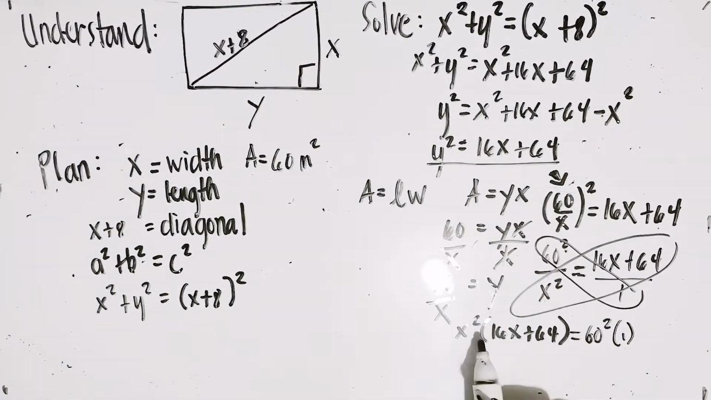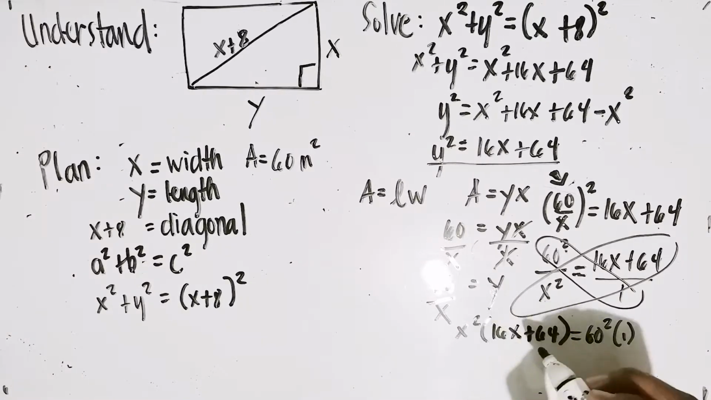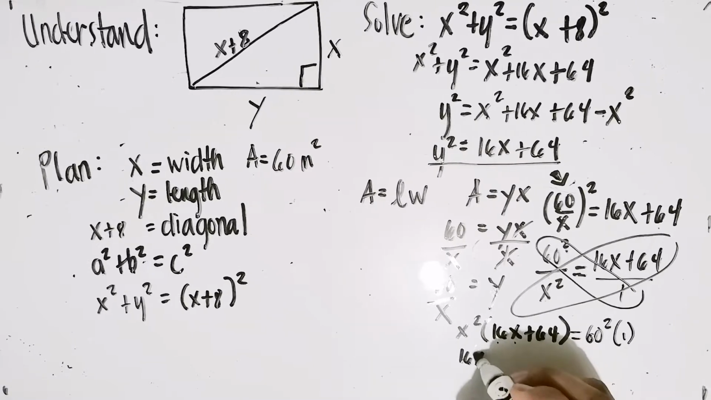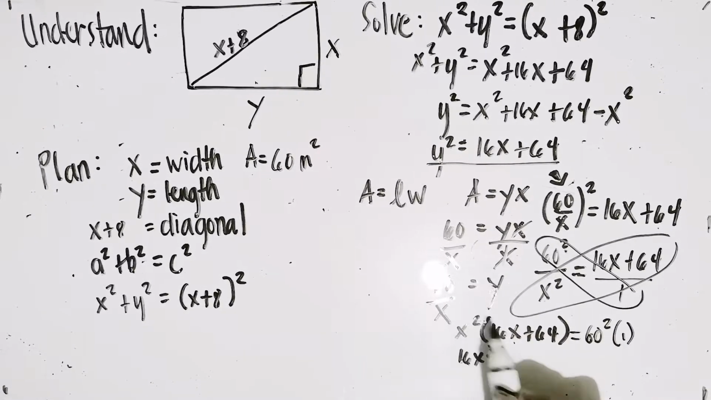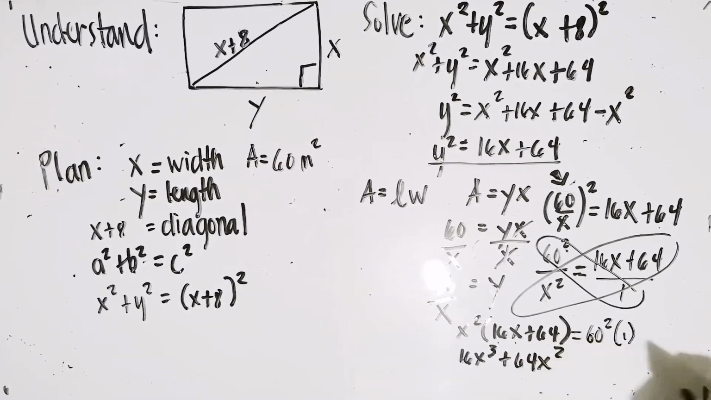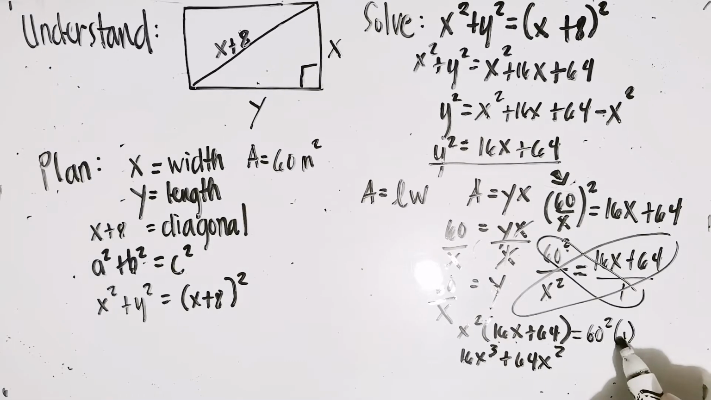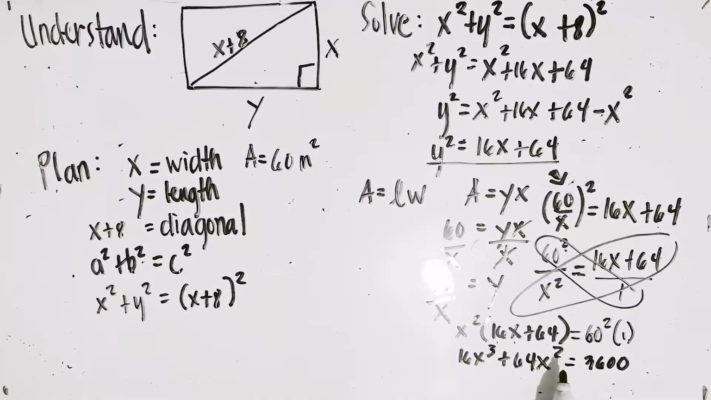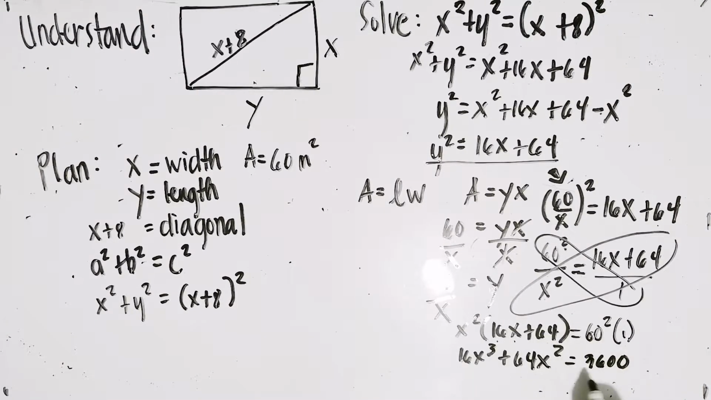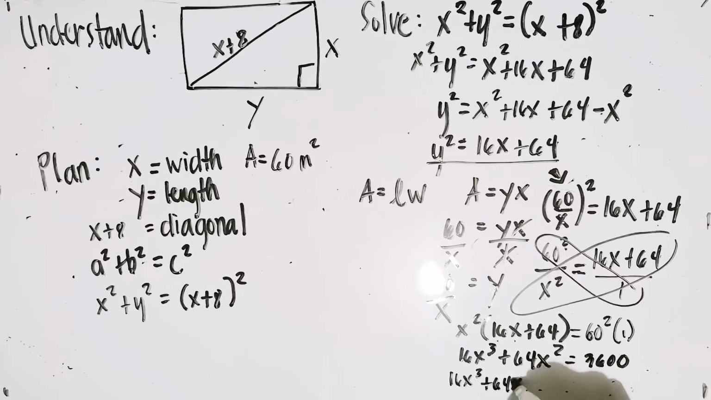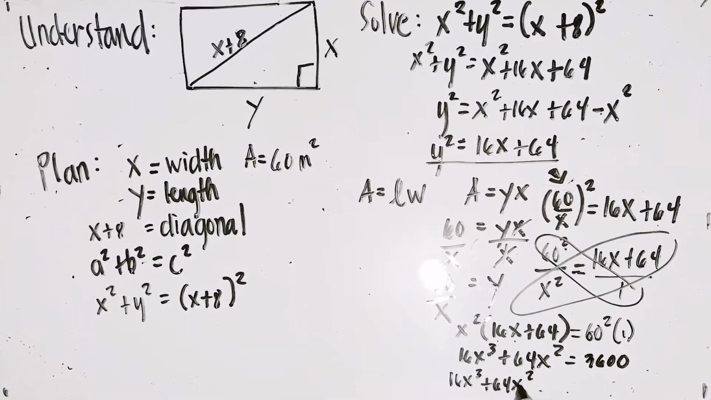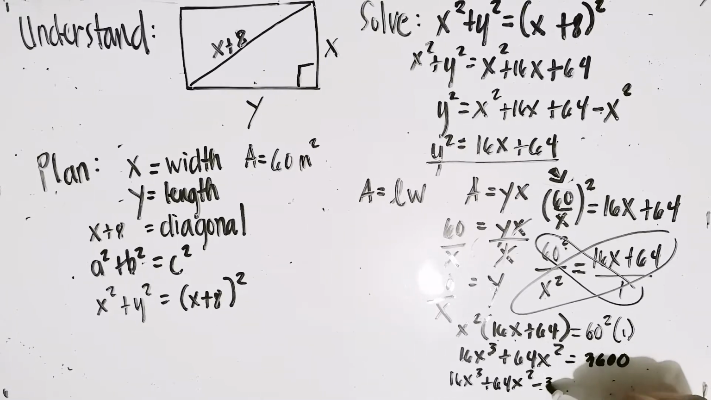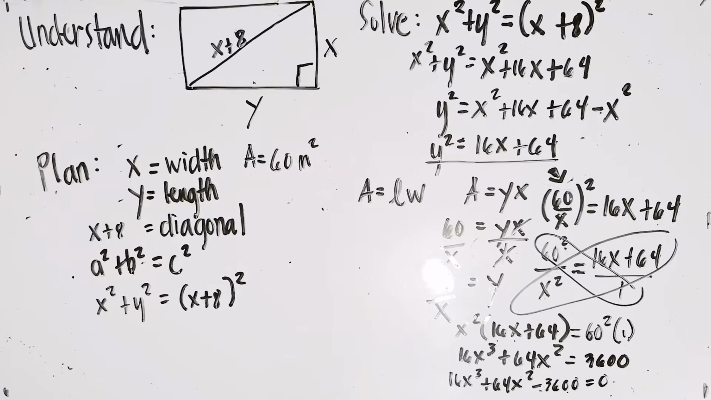So here, let's continue. Distribute this one. We have that one as x squared times 16x, that is 16x cubed, plus x squared times 64, that is 64x squared. And 60 squared times 1 is equal to 3,600. Now here, we will write this one first in general form. So 16x cubed plus 64x squared. Then transpose this one using addition property of equality, and that becomes negative 3,600, that is equal to 0.